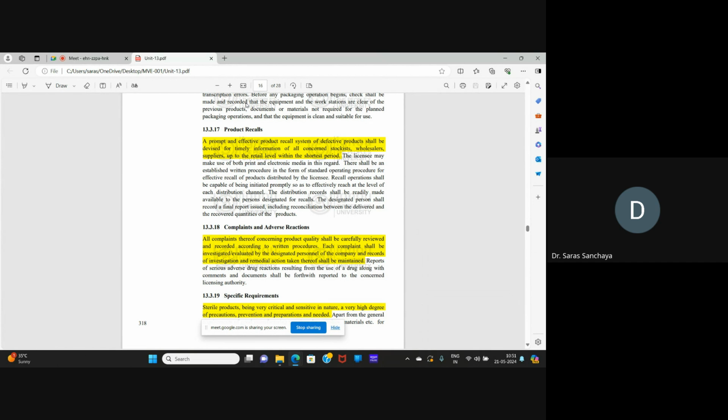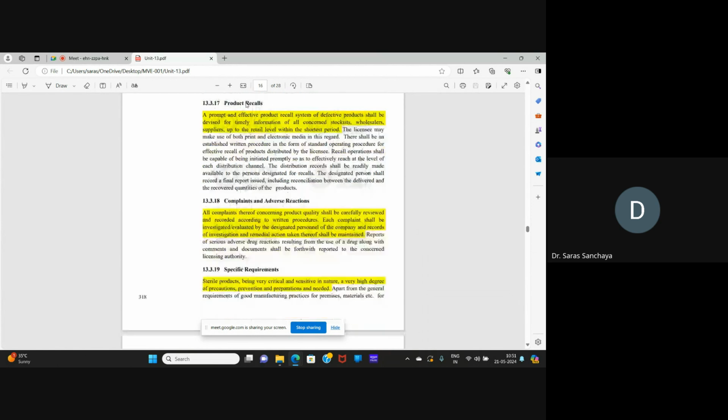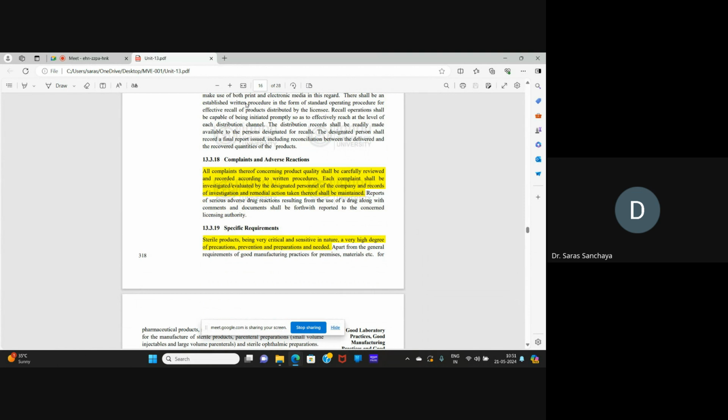There shall be an established written procedure in the form of standard operating procedure for effective recall of products distributed by the licensee. Complaints and adverse reactions. All complaints concerning product quality shall be carefully reviewed and recorded according to written procedures. Each complaint shall be investigated, evaluated by the designated personnel of the company, and records of investigation and remedial action taken thereof shall be maintained. Reports of serious adverse drug reactions resulting from the use of drug along with comments and documents shall be forthwith reported to the concerned licensing authority.